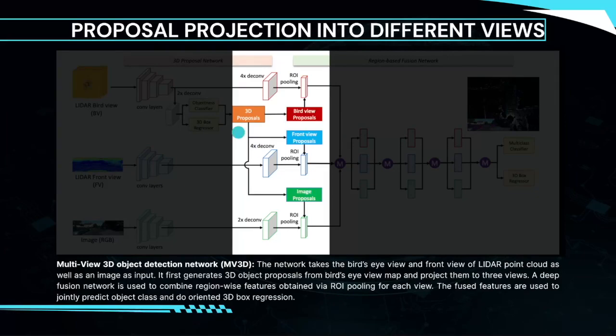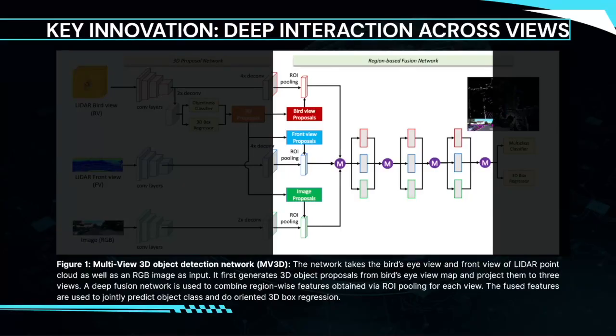Proposal projection into different views. Once we have these 3D proposals, we project them onto the feature map of all three views: BV, front view, and RGB image. Key innovation, deep interaction across views. The region-based fusion network refines these proposals and predicts the final 3D bounding boxes. Notice that instead of just combining the final answers early or late, they fuse the features deeply across the layers, allowing the different views to talk to each other in the middle layers. This leads to more accurate detection.